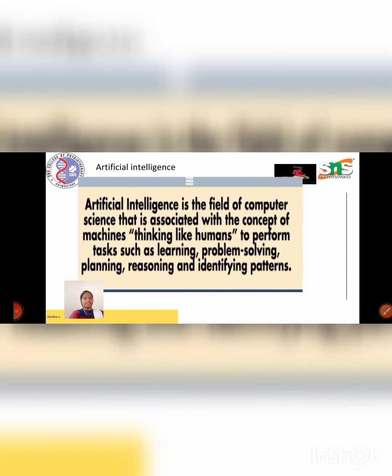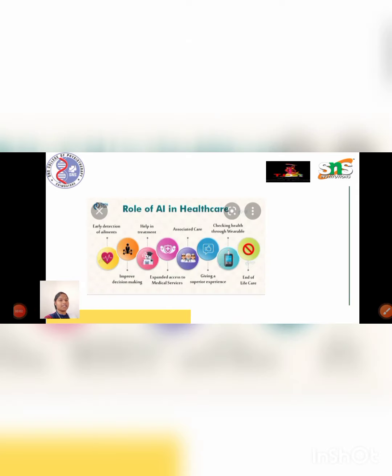Artificial intelligence. Artificial intelligence is the field of computer science that is associated with the concept of machines thinking like humans to perform tasks such as learning, problem solving, planning, reasoning, and identifying patterns. Role of artificial intelligence in healthcare: early detection of ailments, help in treatment, palliative care, checking health through variables, improving decision making, expanding access to the medical service, giving surprise experiences, end of life care.